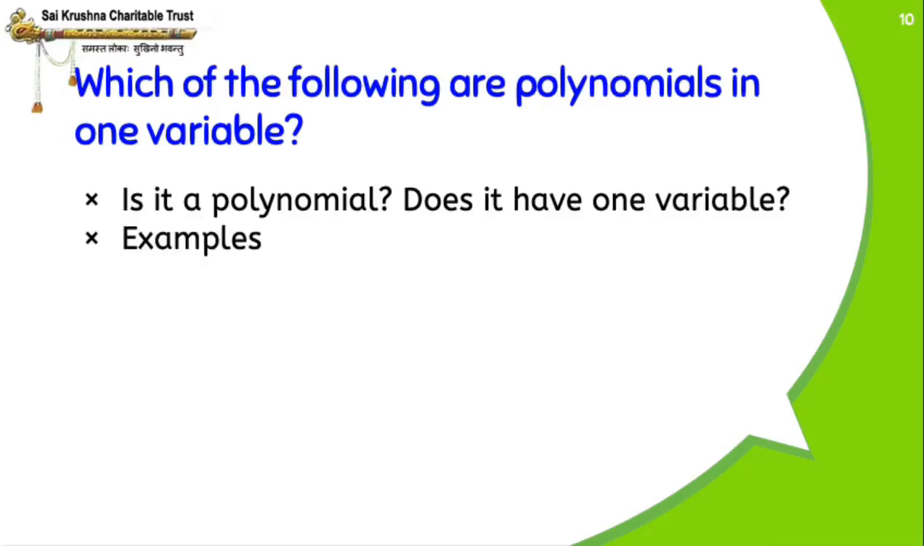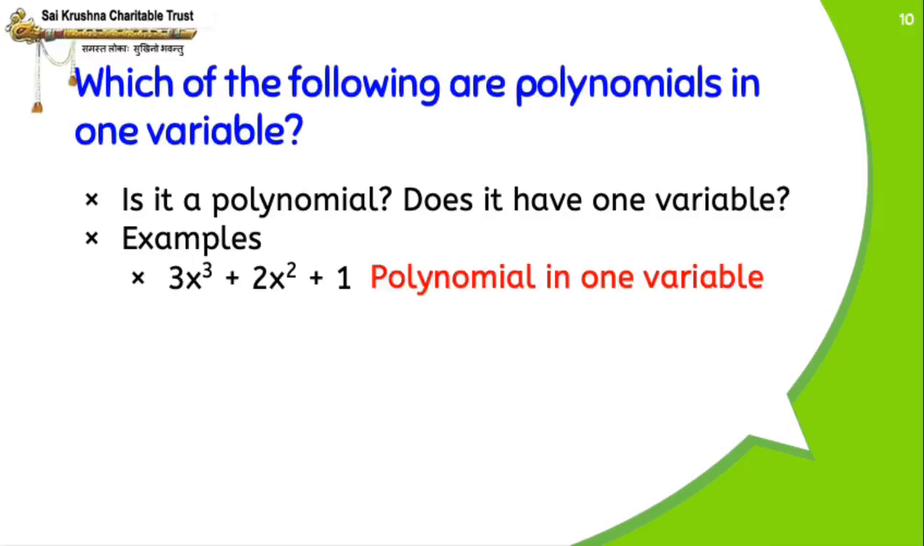3x cubed plus 2x squared plus 1. Is this a polynomial in one variable? Yes, it is. Because x has a power 3, which is a whole number, x has a power 2, which is a whole number. Okay? 1 is like saying 1x power 0, right? So x power 0 is also a whole number. 0 is a whole number, so this is also a polynomial. And there's only one variable, x, coming everywhere, so it is a polynomial in one variable.